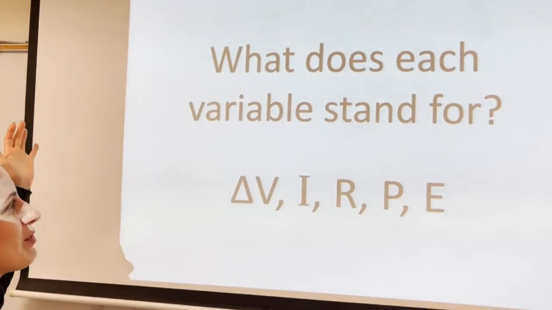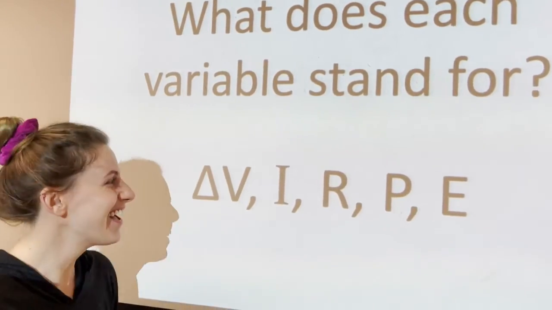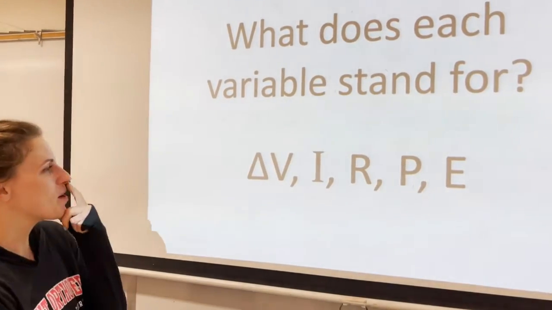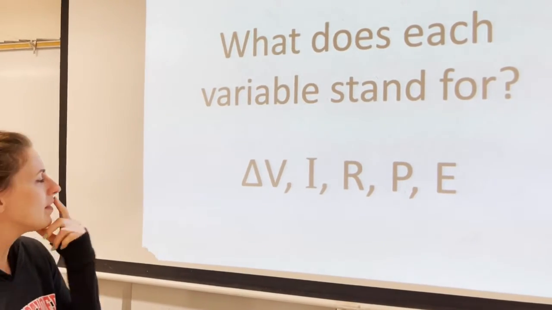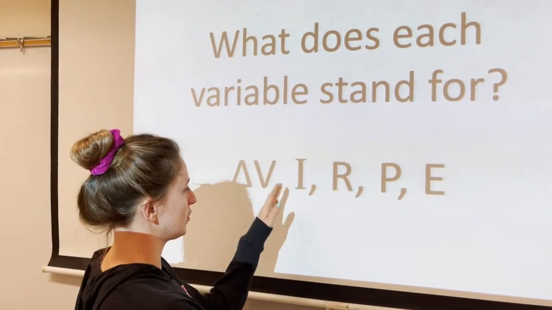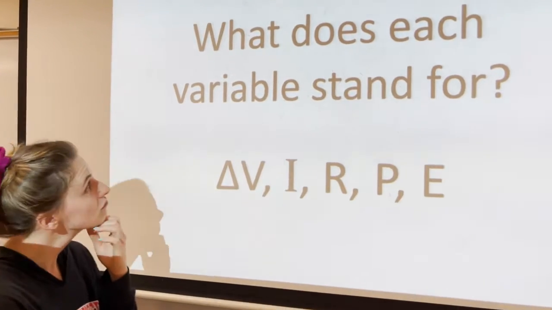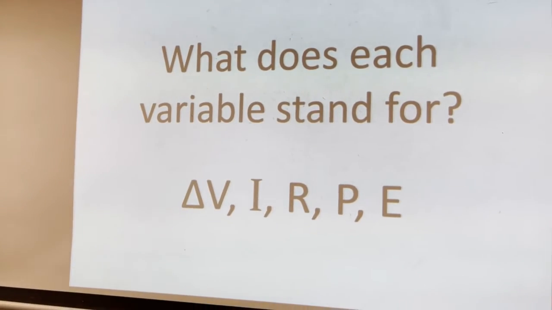What does each variable stand for? Can you do this? We've got the electrical potential difference, the current, resistance, power, and electric field.